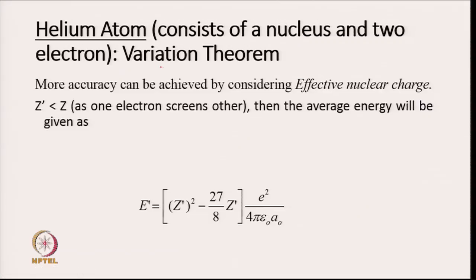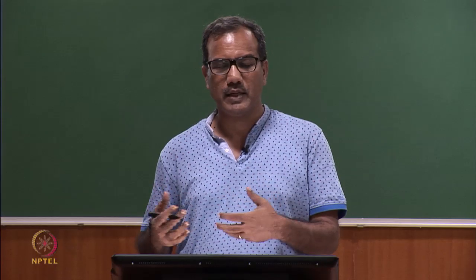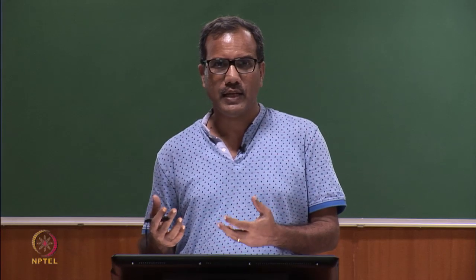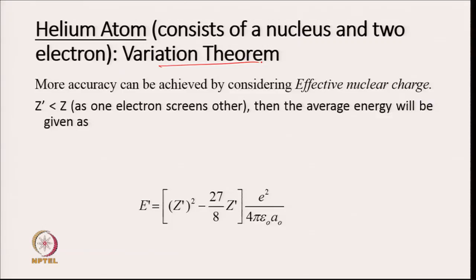One of them is the variation method. In the variation method, we take what is known as a wave function, which we think can be a suitable wave function, and then we try to get the energy. Here, what was done is you consider an effective nuclear charge Z dash less than Z, as one electron screens the other, and then the average energy will be given as this value.